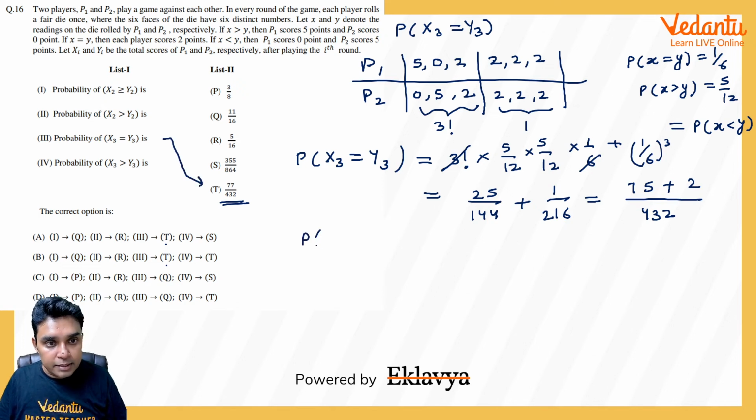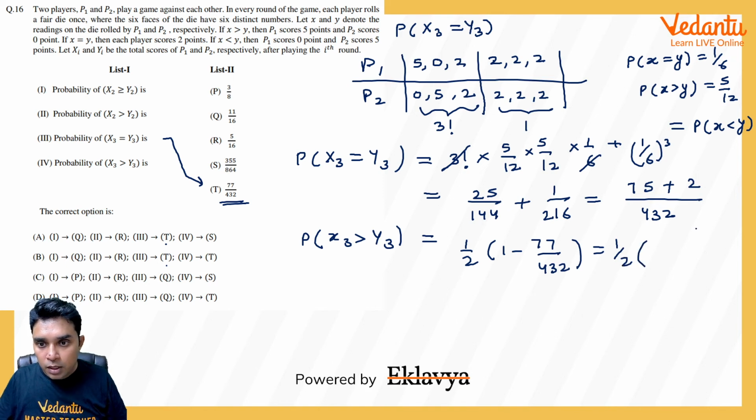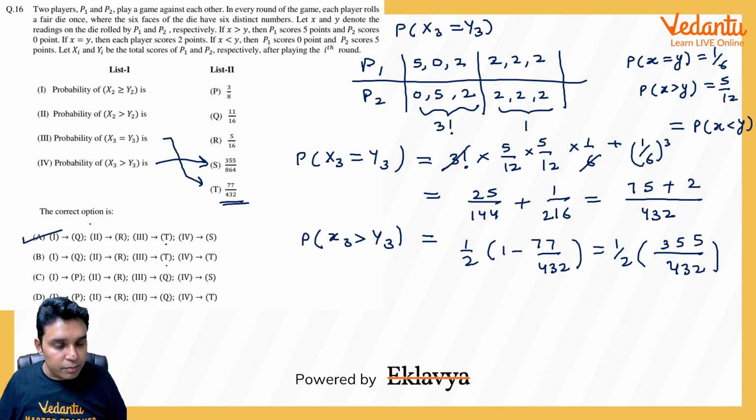But I think the deciding thing will be when x3 is greater than y3. Okay, so here we will get 1 by 2 into 1 minus 77 upon 432. So this will be 1 by 2 into 12 minus 7 is 5, 12 minus 7 is again 5, and 3 here upon 432. So you can check, it is coming out to be 355 upon 864. So the answer is S. So the confirmed final answer for this question is A.